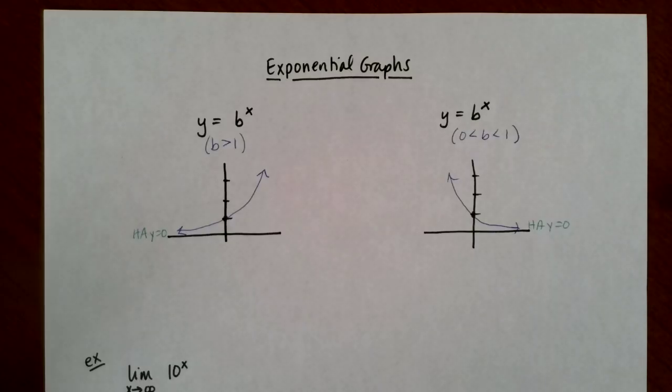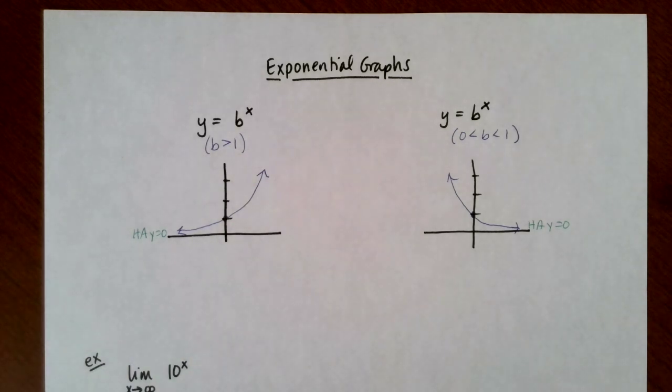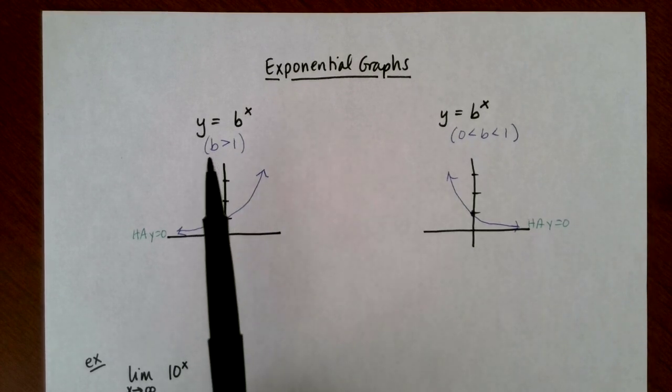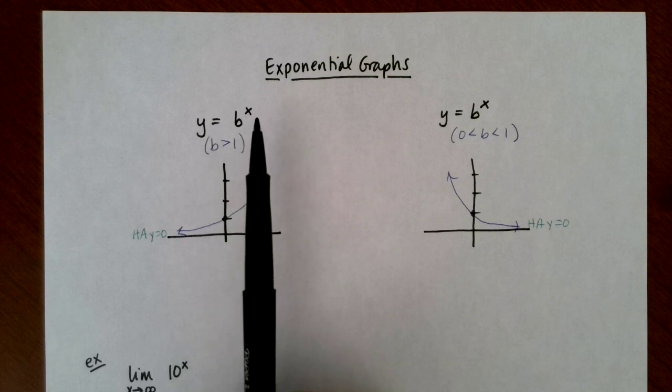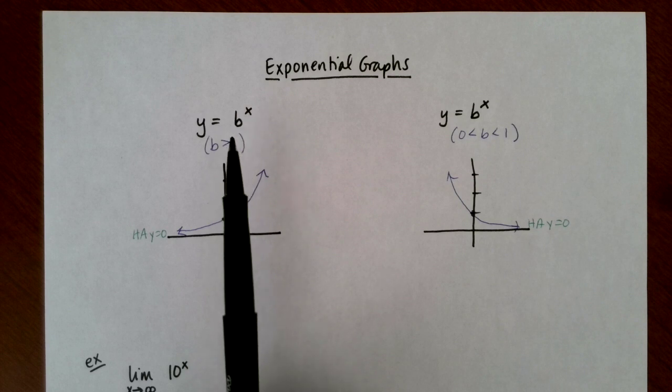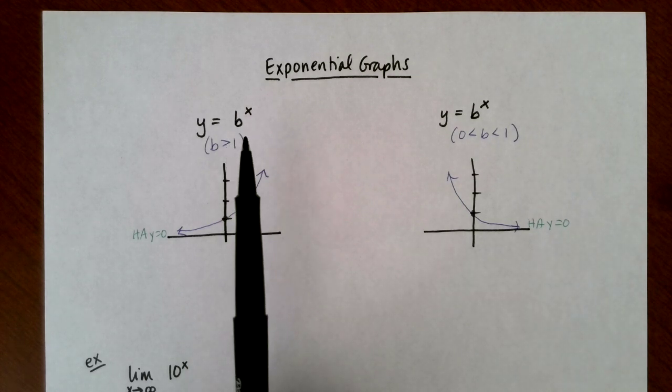Let's talk about exponential graphs and how we use them to compute limits. So you can see here, I've started with the two main types of exponential graphs. A basic exponential function is just y equals some number to the x power, where that number is anything greater than 0, but not exactly 1, because any power of 1 would just be 1.